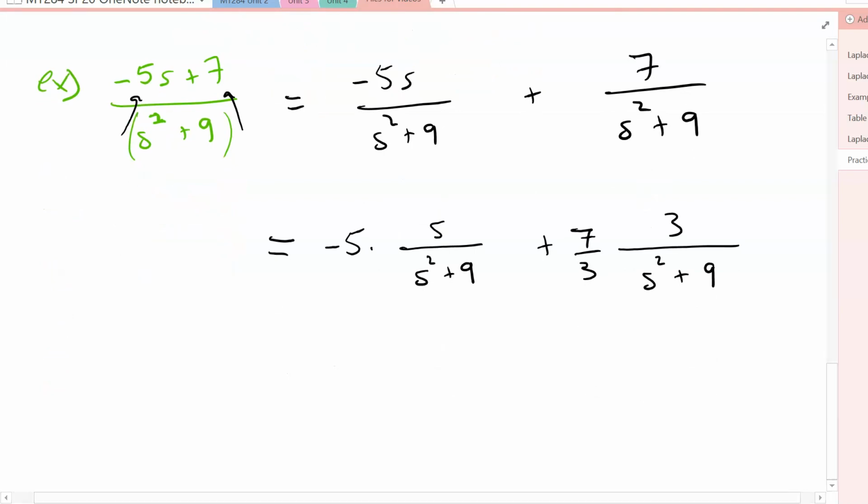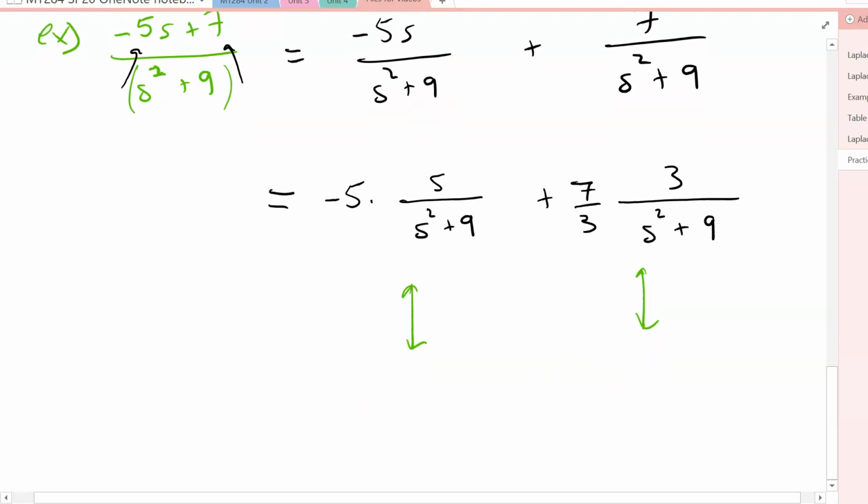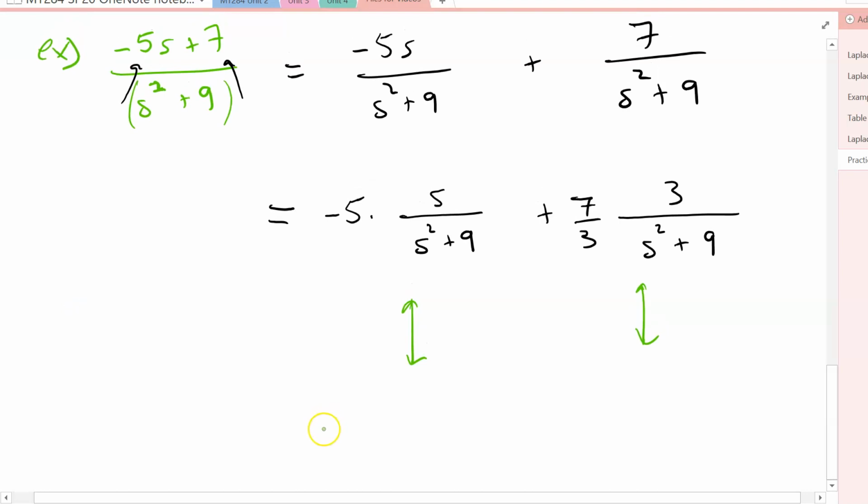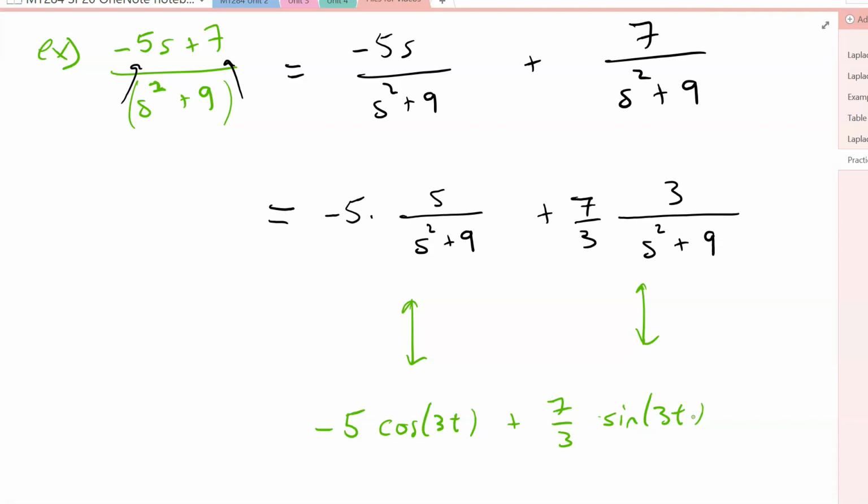So what do these things translate over to? Each one of these terms via the Laplace transform. Notice I'm not writing down equals, I'm writing down, okay, they're related via the Laplace transform to what? The first one, the negative 5 is going to come along for the ride. That one's related to cosine of 3t, and then the 7/3, that factor will come along, and then that's related to sine of 3t. Okay, so it's possible in some of the examples we're going to solve that we end up having to do a split like that for some of the problems.